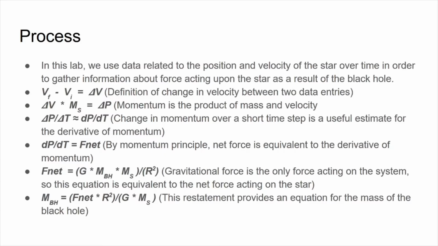So this is the process for calculating the mass of the black hole from the velocity information in our data. First we calculate the change in velocity, delta v, between our two data entries. Then we multiply by the mass of the star to calculate delta p, the change in momentum. We divide that by delta t, the time step between the two data points, to estimate dp/dt, which is the derivative of momentum. Then we set that equal to net force, because the derivative of momentum is mathematically equivalent to the net force. We can assume that the black hole is the only source acting on the system, so we set F net equal to the gravitational force formula, and then rearrange that to solve for the mass of the black hole.